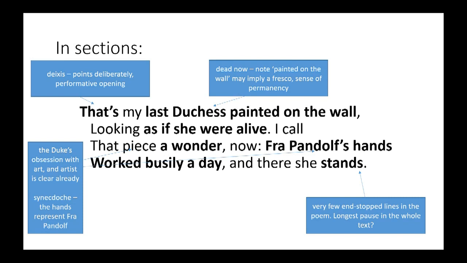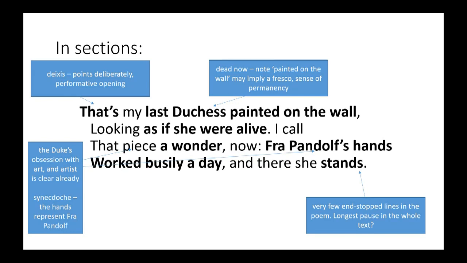Then we've gotten the name dropping of the painter. Now, Fra means brother, and in those days, the majority of portrait artists would have been monks, men of the church. So, Fra Pandolf is presumably somebody who might be well known, as far as I'm aware. It's a fictional name. But look, we're told that Fra Pandolf painting the Duchess, his hands worked busily a day. That's an example of what's called synecdoche, where we take one part of a being or an object or a place and we make it the whole. So here, he's not interested in the rest of Fra Pandolf because he's a painter, not really interested in anything other than his hands. His hands worked busily a day.